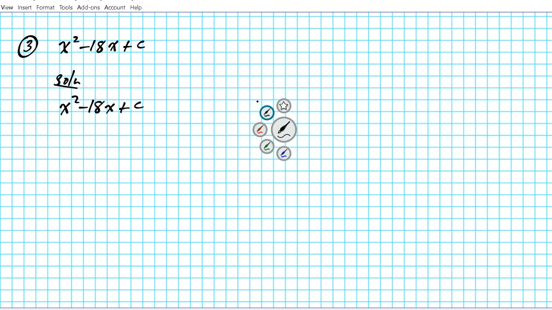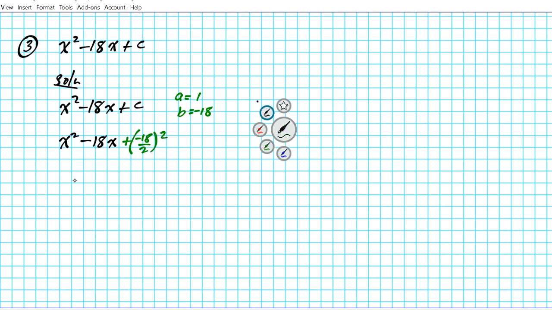All right, so we know the drill. All you just have to do is replace c with what? With b over 2 squared, right? So in this case, a is 1, b is negative 18. So you replace c with b over 2, negative 18 over 2 quantity squared.